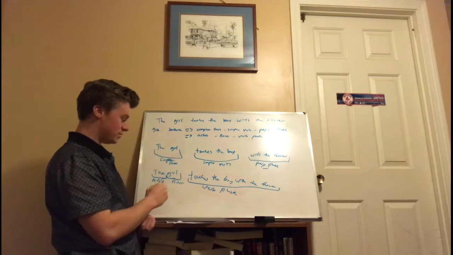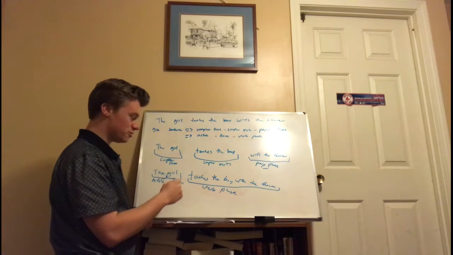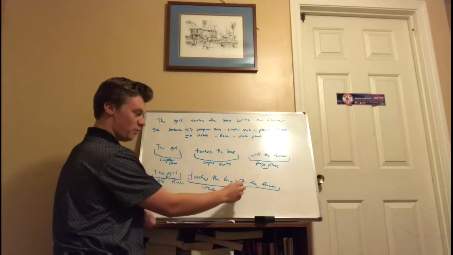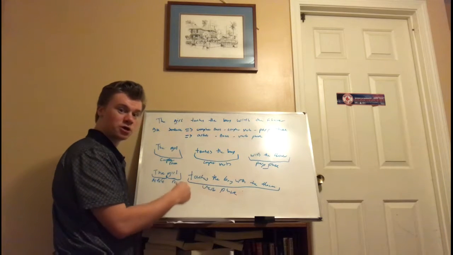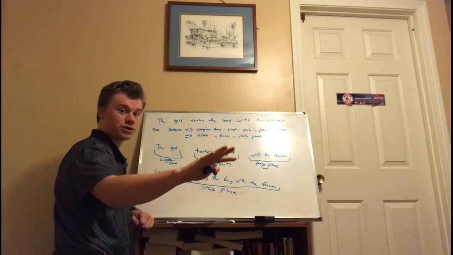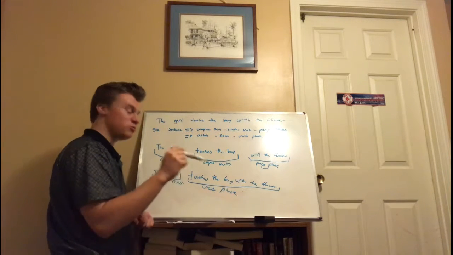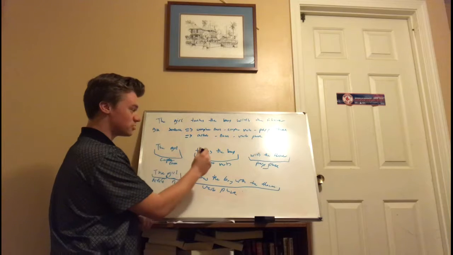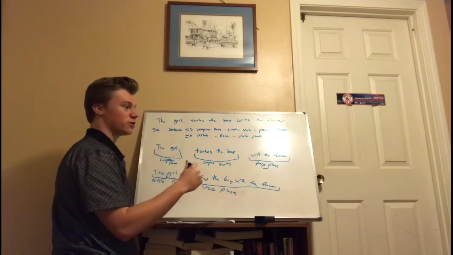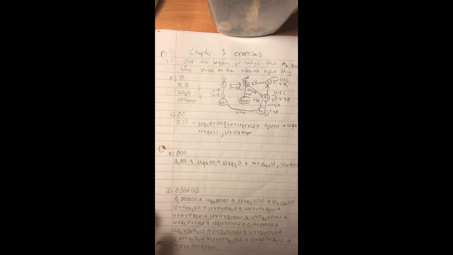This bottom sentence is there's a girl and boy standing next to each other. The boy is holding the flower. The girl just reaches out and touches the boy on the shoulder. That is, the girl touches the boy with the flower. See how there's 2 different meanings for the girl touches the boy with the flower, or the girl touches the boy with the flower. Alright, so chapter 3 exercises.